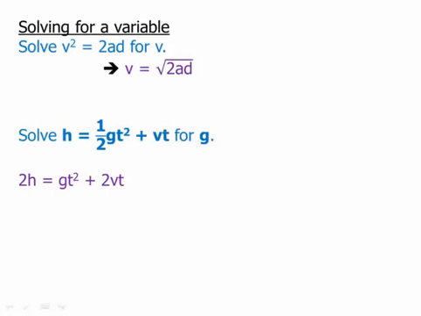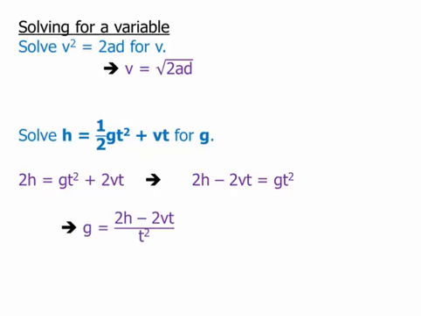For example, we might have to solve h equals 1/2 gt squared plus vt for g. And again, the formula, they may or may not give us an explanation of what this formula is. So we're going to multiply all the terms by 2. Then we're going to solve for that one term that has a g in it, and we're going to divide by t squared. So we could write the answer like that, or we could split up the fractions, cancel a factor of t in the second fraction, and write it like this. Either one would be correct.